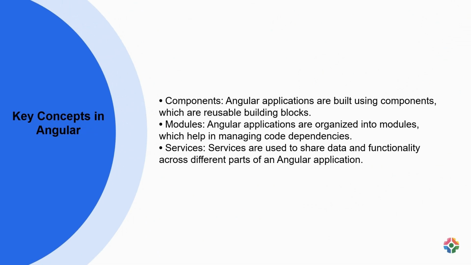Angular applications have three key elements: components, modules, and services. Components are reusable building blocks used to construct Angular applications, simplifying development by breaking down complex structures into manageable parts. Modules play a crucial role in organizing Angular applications, allowing developers to efficiently manage code dependencies and enhance the maintainability of the project. Services in Angular are essential for sharing data and functionality among different components or modules within an application, promoting code reusability and ensuring a more cohesive and scalable design.